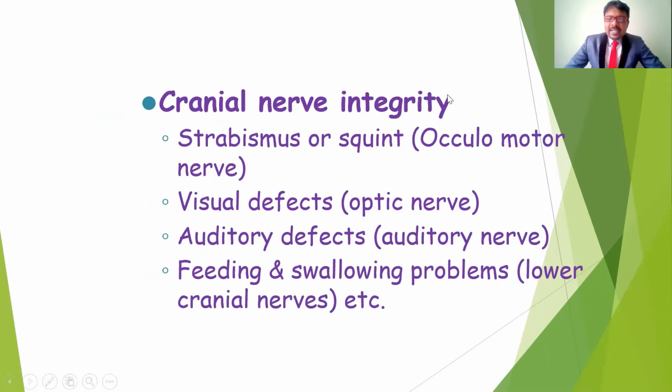We have to check cranial nerve integrity. Cranial nerve integrity is also very important. In case of strabismus or squint, it may be because of the oculomotor nerve, the third cranial nerve, so it may also be involved.